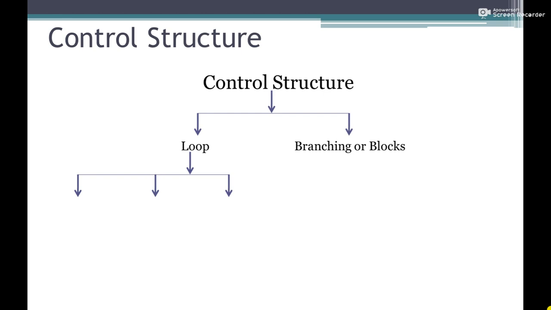So let's see, the control structure has two types, one is looping and the other is branching, or we can say blocks. In the loop there are three types, that is for loop, do while and while loop. So in the control structure there are two types, the looping structure and the branching or block structure. In the loop, there are three types: for loop, do while and while loop. So the first is the for loop.